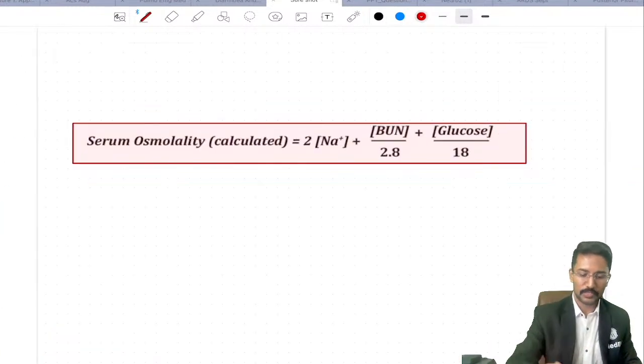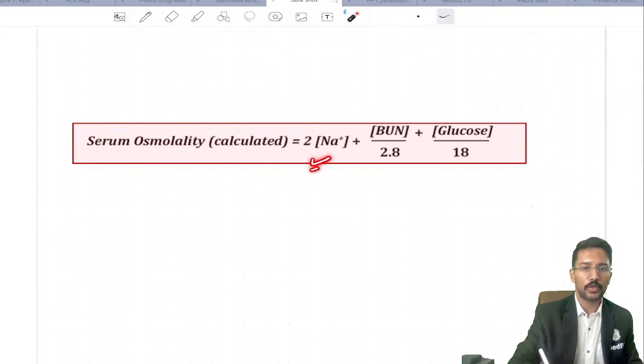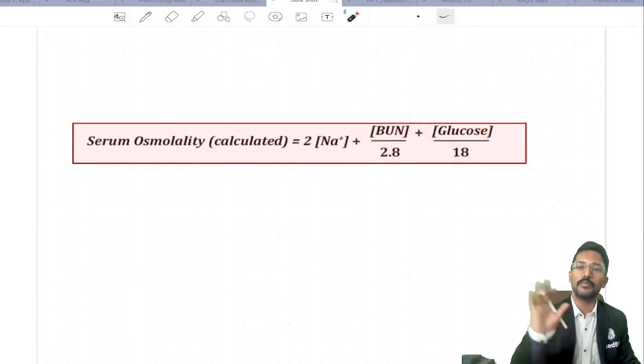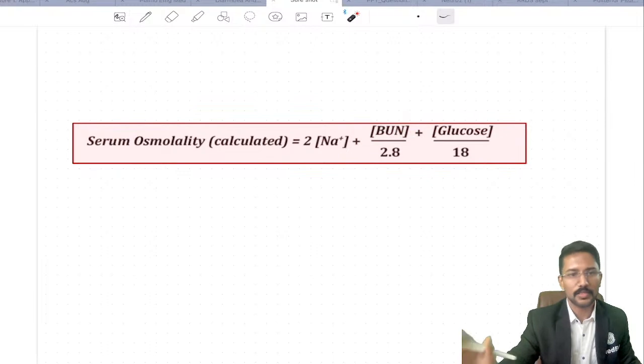In fact, you should remember this formula. Serum osmolality is 2 times sodium plus blood urea nitrogen divided by 2.8 plus glucose divided by 18. Now from the equation, tell me what is the major contributor to the serum osmolality?